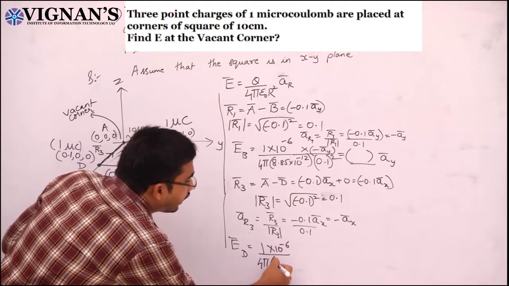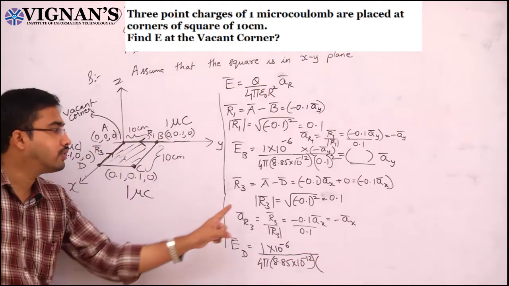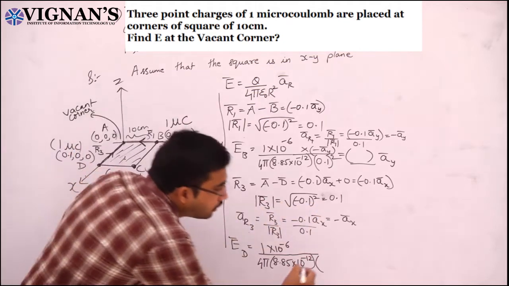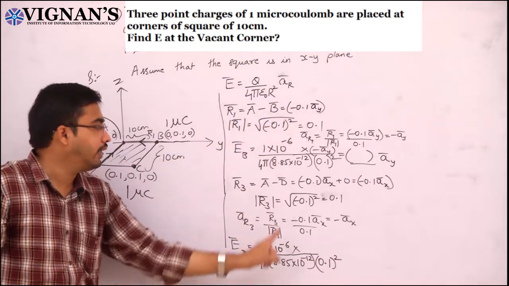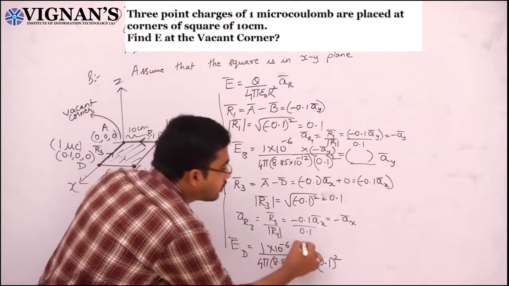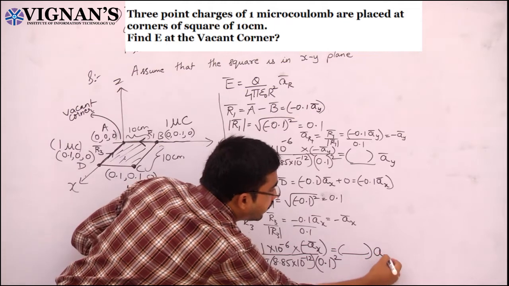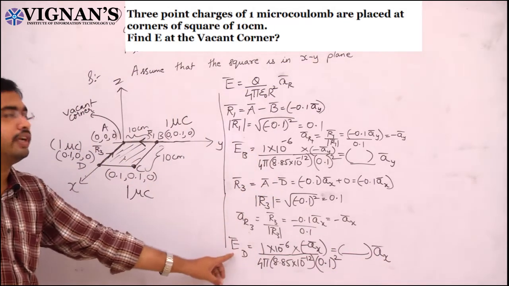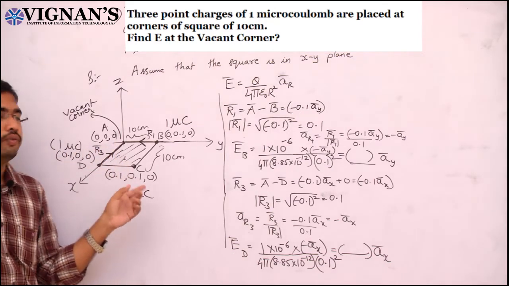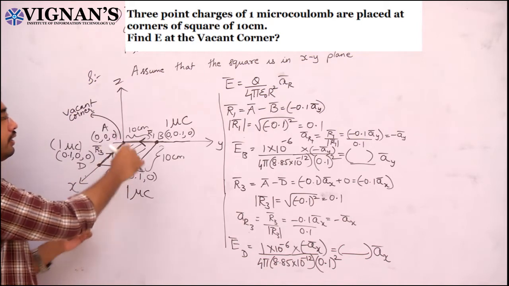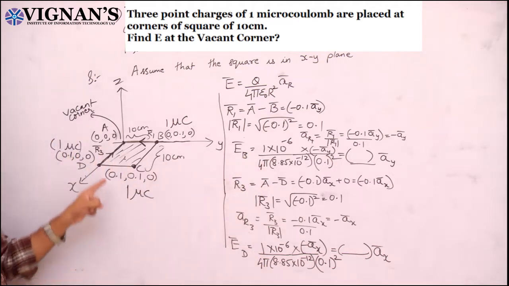4 pi epsilon naught, 8.85 into 10 power minus 12, into R square means what is the distance, 0.1 whole square, into what is the unit vector? The unit vector here that we obtained is minus AX. So minus AX. So solve this, you will get some coefficient into AX bar. Okay, this is the electric field intensity at point A due to the charge at D. Now the last one is we need to find the electric field intensity at point A due to the charge at C also. And add all of the three, you will get the total electric field intensity at A.